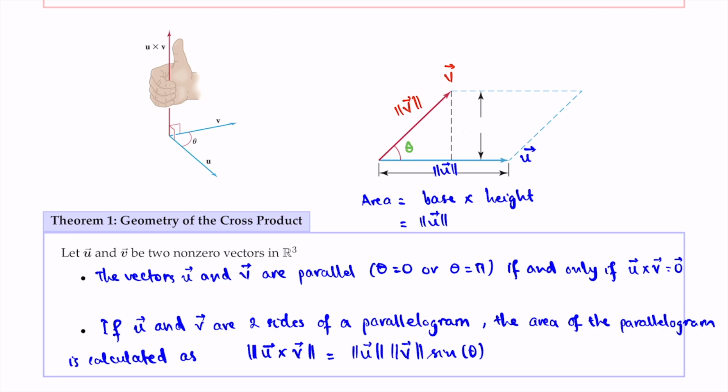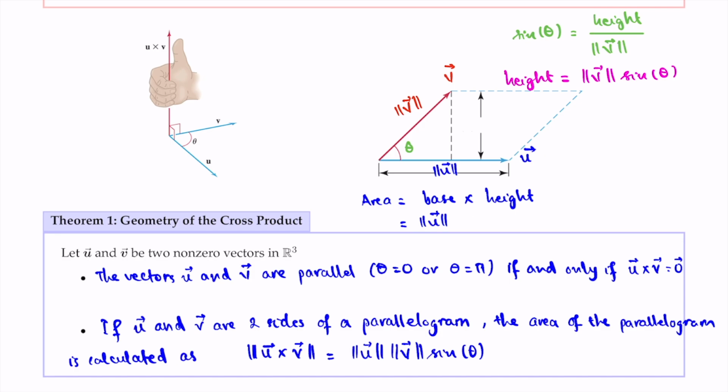So you have sine of theta is equal to the opposite, which is the height that we're looking for, divided by the hypotenuse, which is the magnitude of the vector v. Therefore, when you solve for the height, you get the magnitude of v multiplied with sine of theta, and then you're going to bring this result back to our formula to calculate the area.